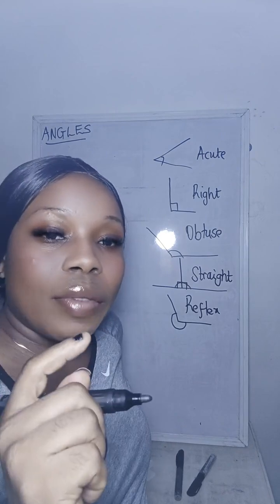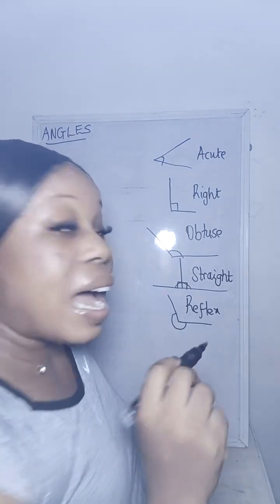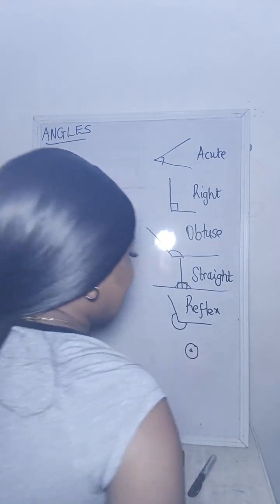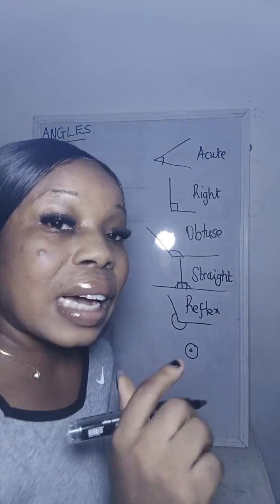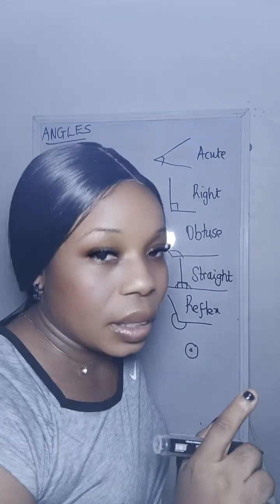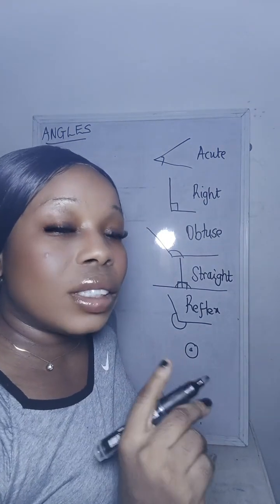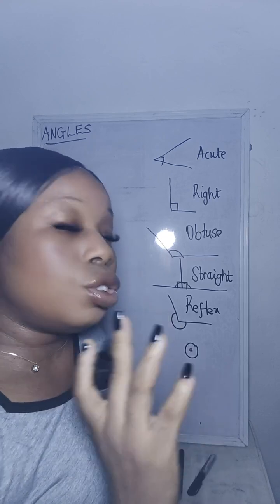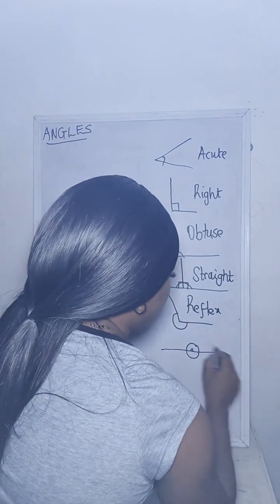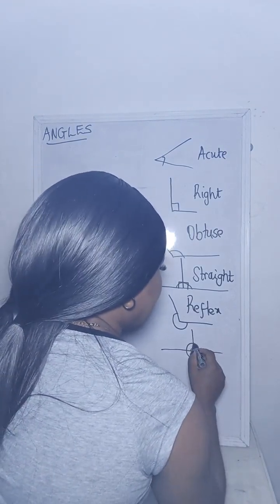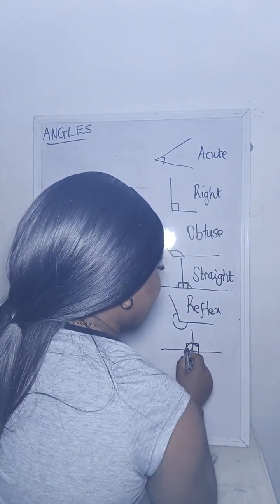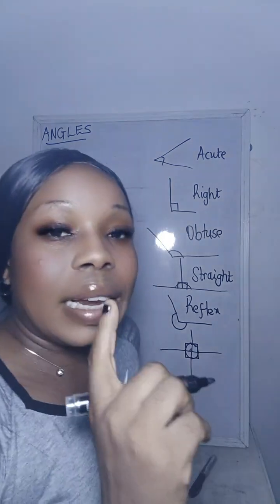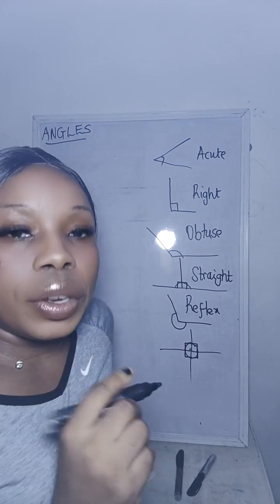Now, the last type of angle is the angle at a point. The angle at a point is exactly 360 degrees. That is because it comprises four right angles, or we could say two straight line angles. So you have something like this. This is a right angle, this is a right angle, this is another right angle, and this is another right angle. And 90 times 4 will give you 360.